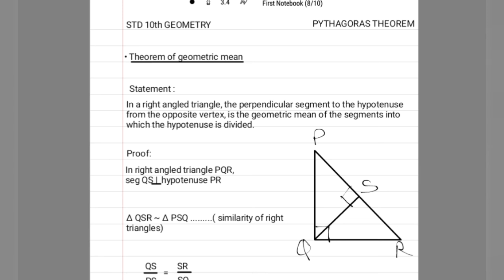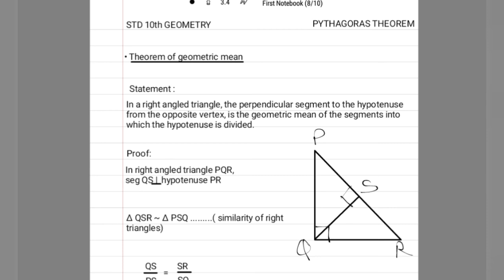First, we need to get the statement of the theorem. That is, in a right angle triangle, the perpendicular segment to the hypotenuse from the opposite vertex is the geometric mean of the segments into which the hypotenuse is divided. So this is the statement.